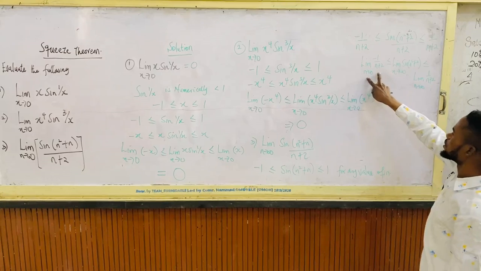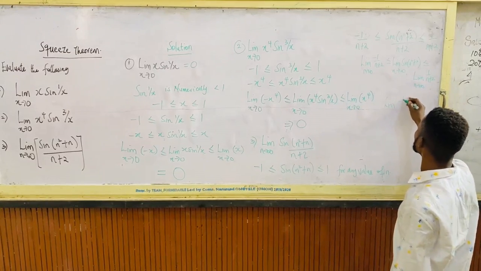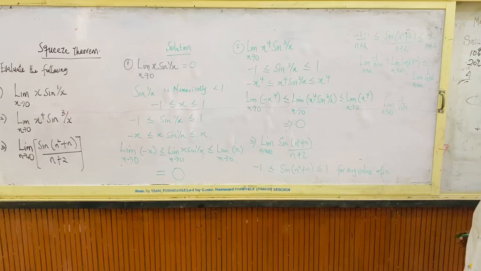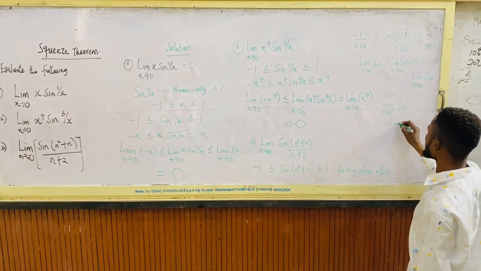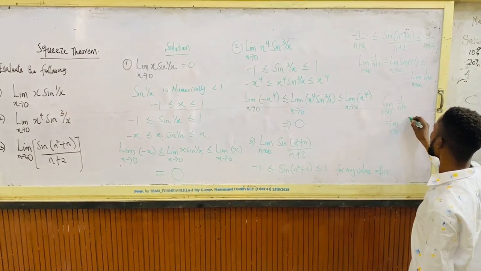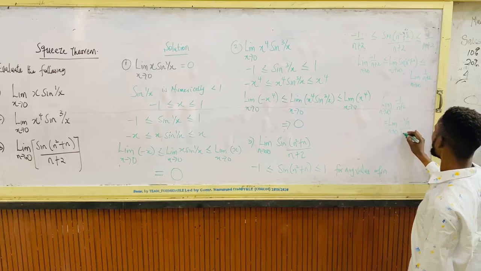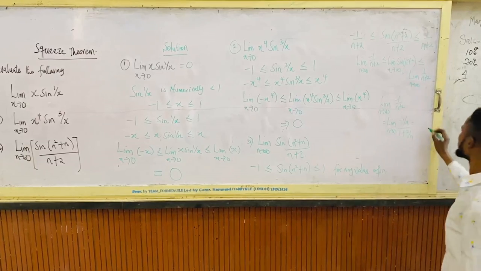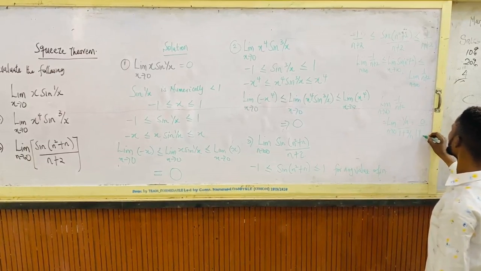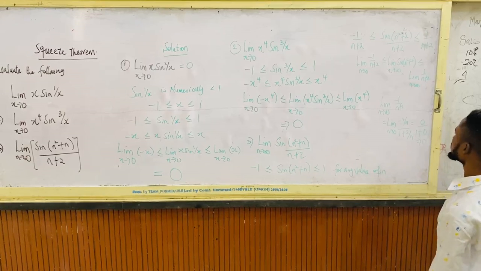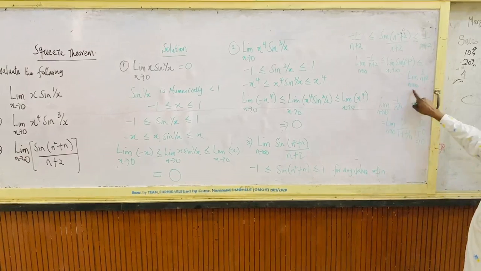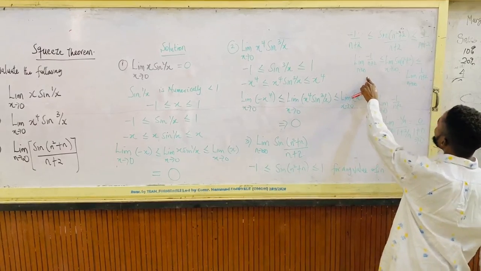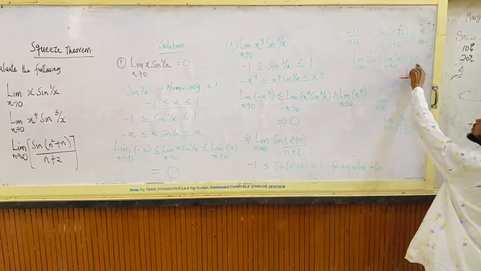Now what is the limit of this? The limit of minus 1 over n plus 2 as n tends to infinity, when we divide all through by n, will be minus 1 over n over 1 plus 2 over n. That's minus 1 over infinity, that's 0, over 1 plus 2 over infinity, which is 1. The answer is 0. Now similarly, the limit of 1 over n plus 2 as n tends to infinity is also 0. So the limit of this, which is 0, is less than or equal to the limit of this, less than or equal to the limit of this, which is 0.